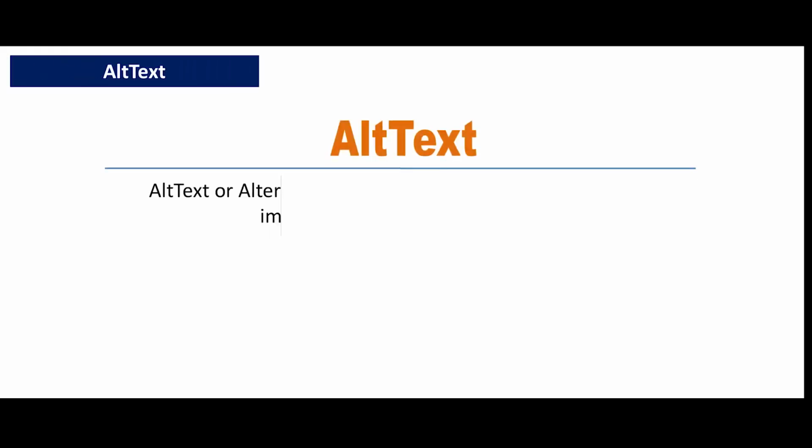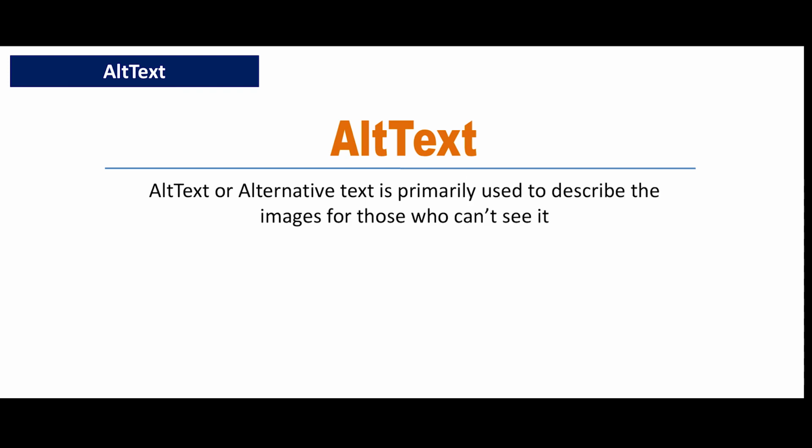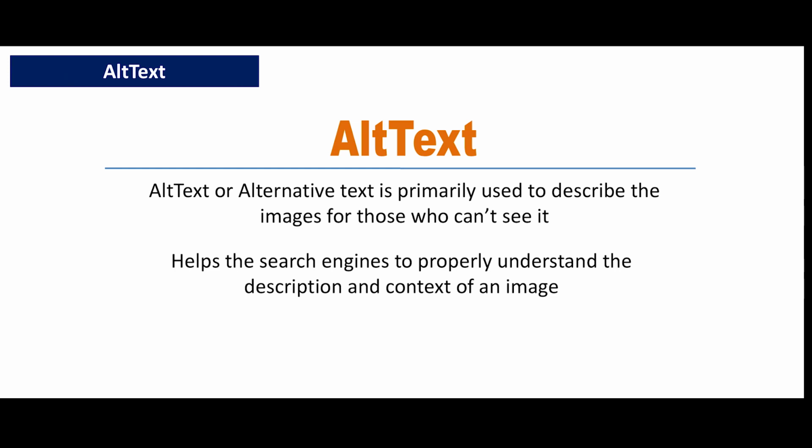Next point is alt text. Alt text or alternative text is primarily used to describe images for those who cannot see them, such as the visually impaired. However, it has great significance in search engine optimization as it helps the search engines to properly understand the description and context of any image and helps them to index the site properly.